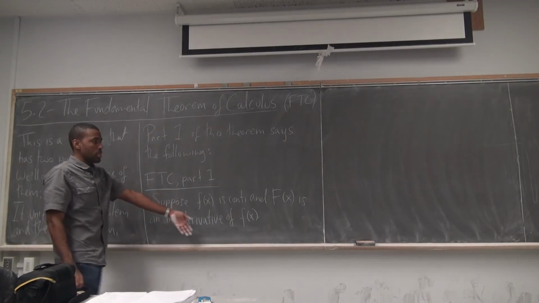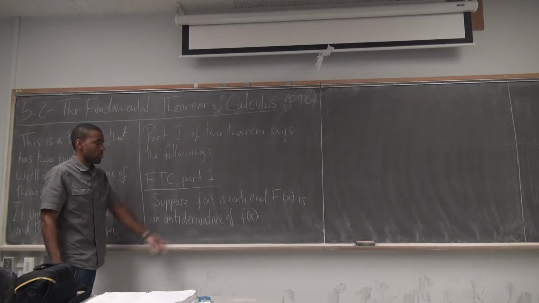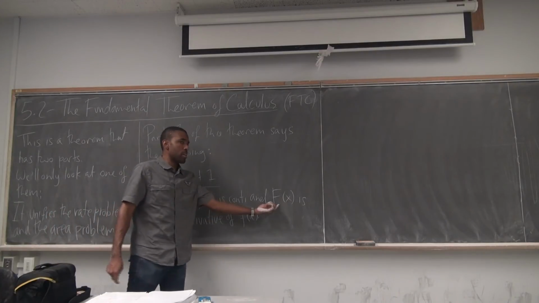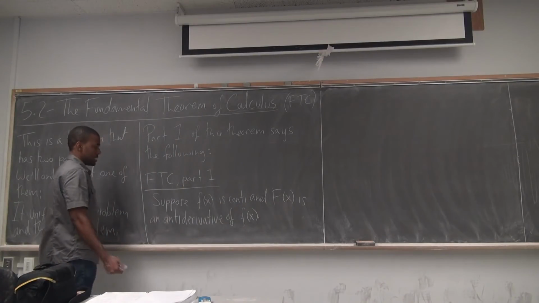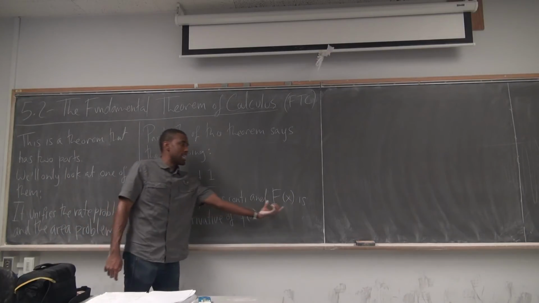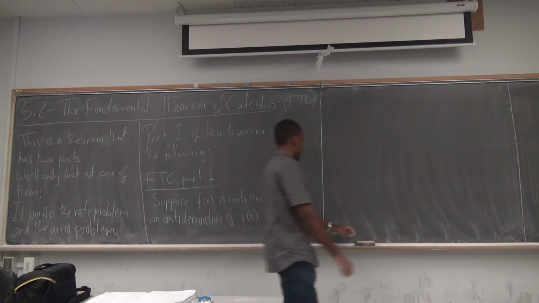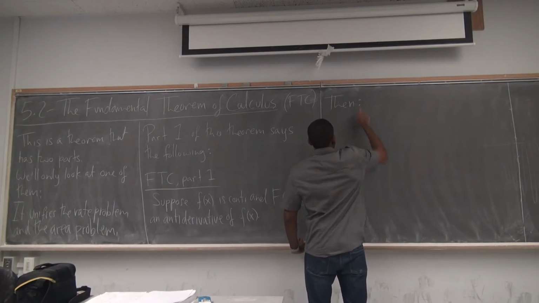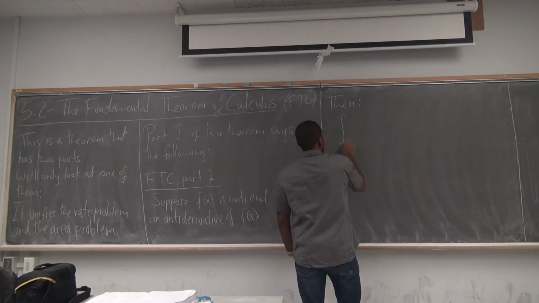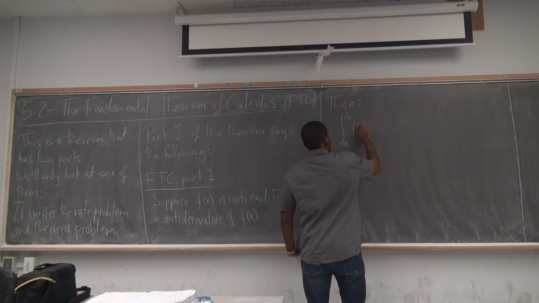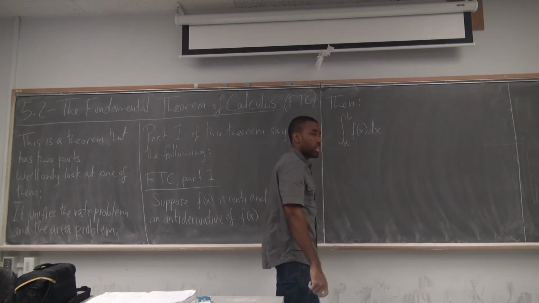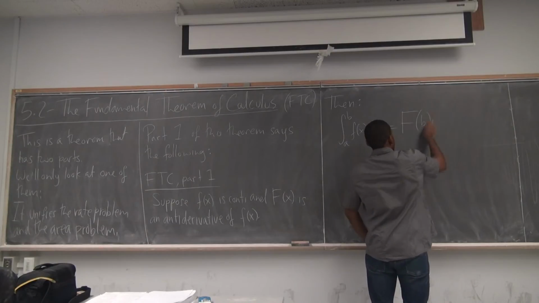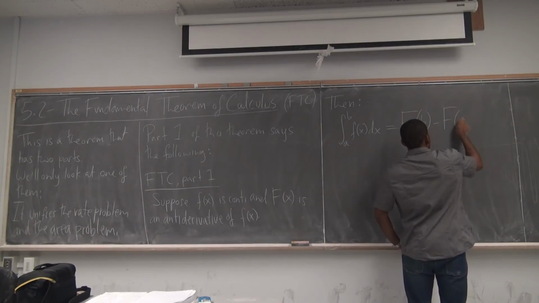So f is a continuous function, and big F of x is an antiderivative of f, right? So for example, this guy could be a velocity function, and my big F would be the position function, right? That's just an example. So pretend I have a function, and I know what its antiderivative is. Then I can say the following. The integral from a to b of f of x dx, the area under the function f, is equal to big F evaluated at b minus big F evaluated at a.